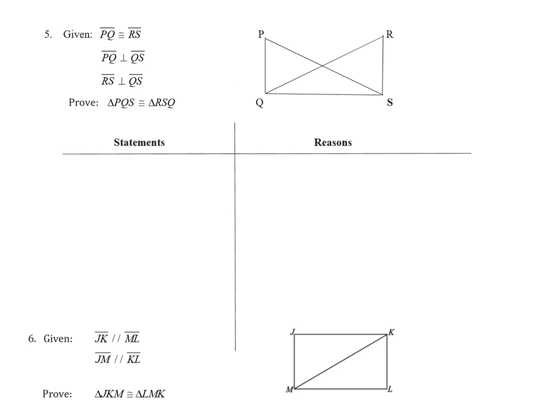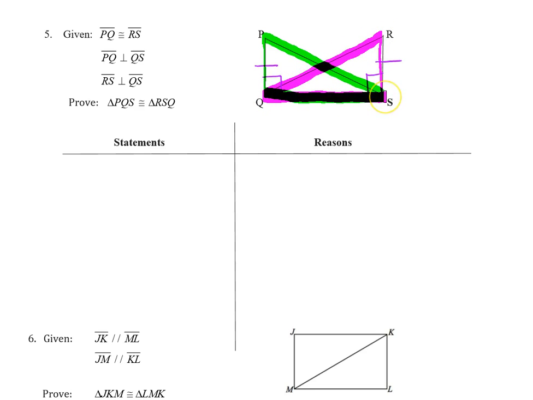Okay, next, PQ is congruent to RS. PQ is perpendicular to QS, and RS is perpendicular to QS. And I want to prove that these two triangles are congruent. So let me outline them in different colors. Okay, so just by me doing that outlining, you can see where it turns into this like black color. That's where they're overlapping. So that's a shared side.